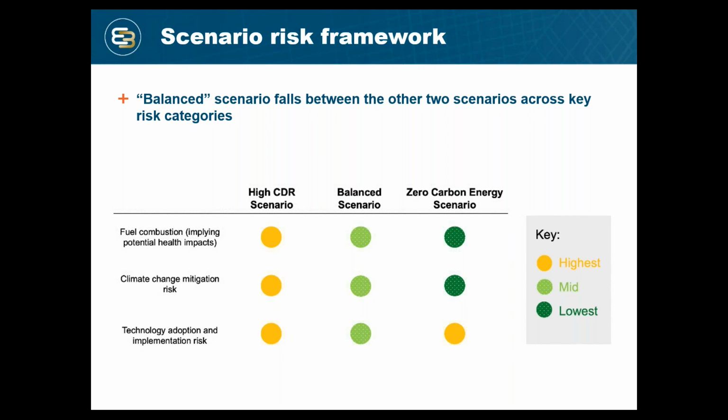The zero carbon energy scenario achieves faster and earlier greenhouse gas reductions in 2030 and deeper reductions by 2045. So it has the lowest cumulative greenhouse gas emissions of the three scenarios evaluated, which is important when we're thinking about reducing the risks of climate change. The balanced scenario, again, is in the middle of these three scenario options. And then likewise, the balanced scenario is in the middle in terms of technology adoption and implementation risk, because again, it has less reliance on CDR as well as less reliance on technology adoption.